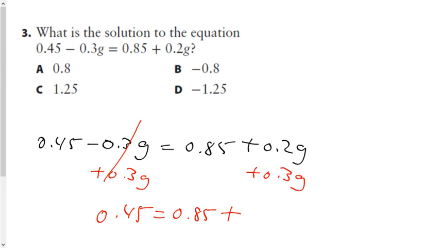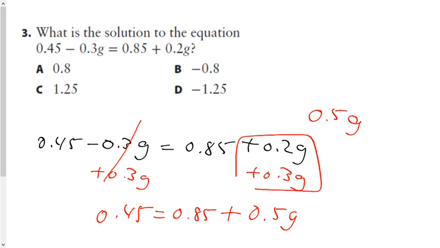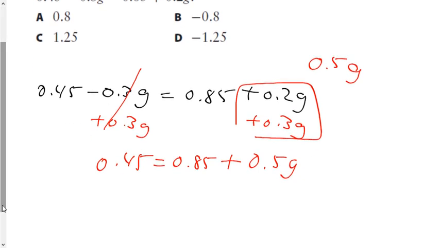Plus, remember, these are like terms. When you add like terms, you keep the term and add or combine the coefficients. So you'd end up with a half a g, right? That's from chapter 5 on polynomials, gathering like terms. Subtract your constant from both sides. Negative 0.4 is equal to 0.5g.